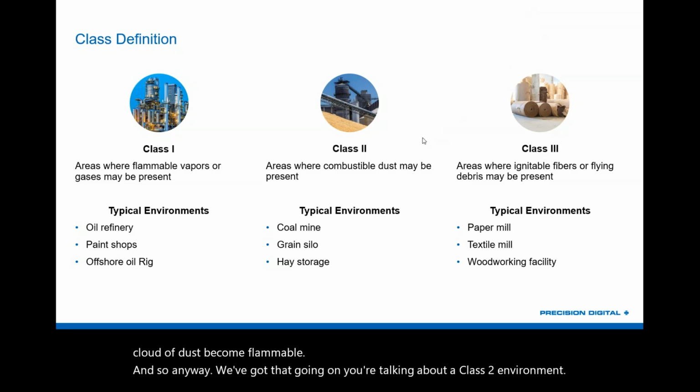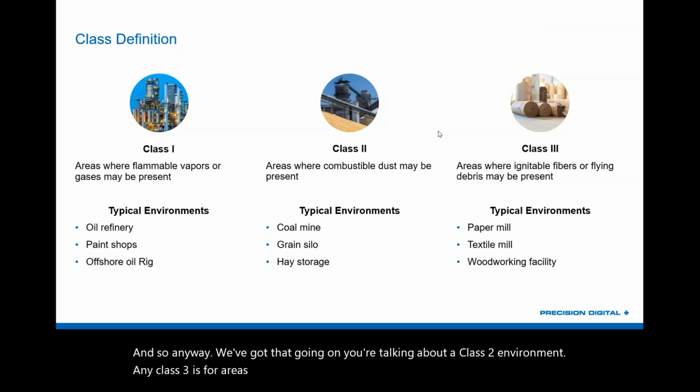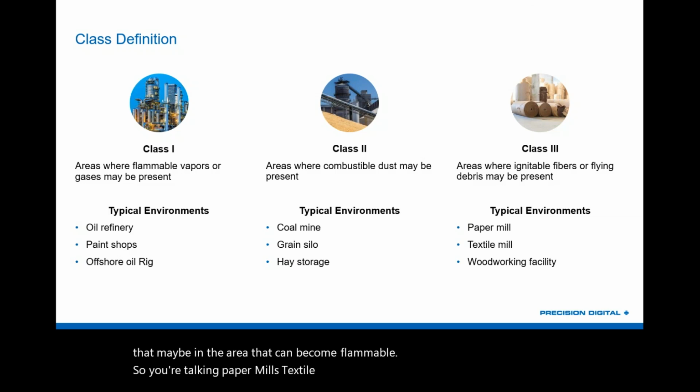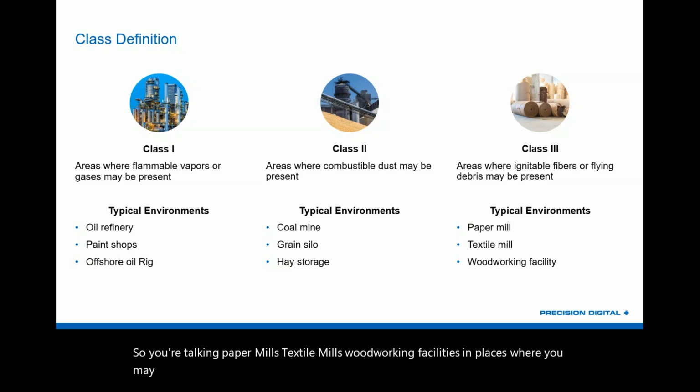And then Class 3 is for areas where you've got ignitable fibers or small pieces of material that may be in the area that can become flammable. So you're talking paper mills, textile mills, woodworking facilities, places where you may have small bits, not quite dusts, but fibers that can either form layers on material or be present in the air that could combust.